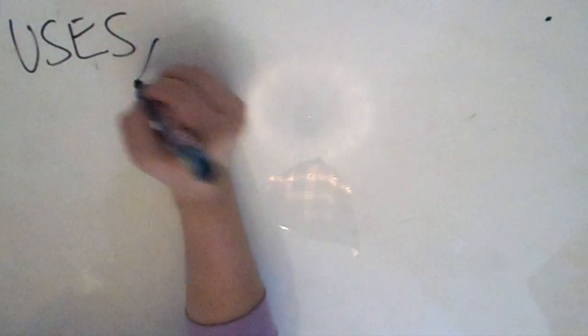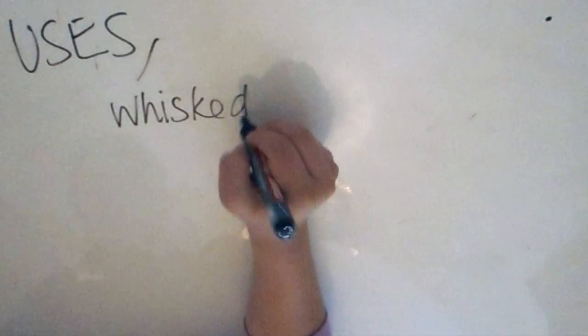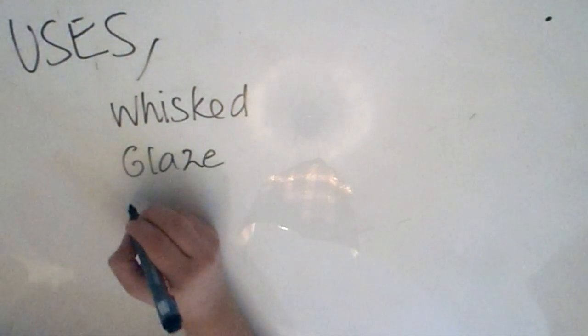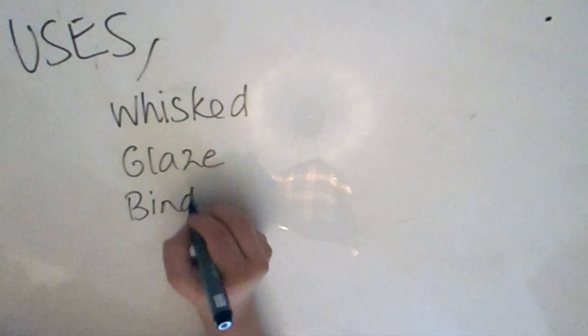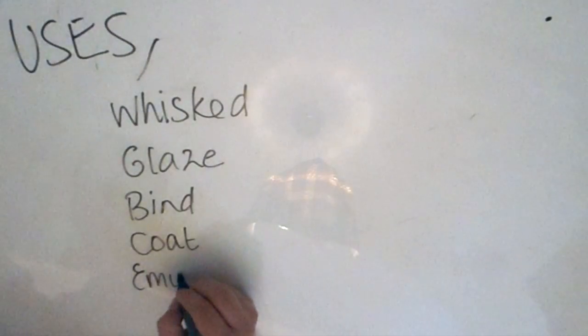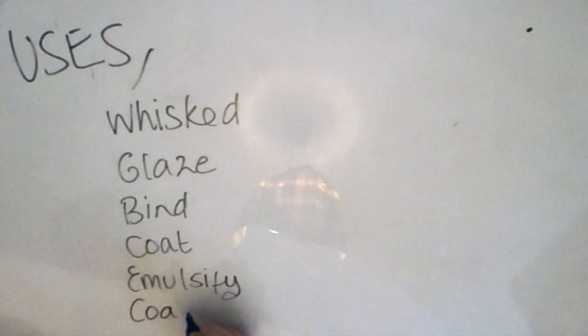So the next thing that I'm going to do is go over the uses of eggs in catering. So you've used eggs in lots and lots of different practicals for lots of different reasons. So the examples that I've got for uses of eggs are whisked, as a glaze, to bind ingredients together, to coat ingredients, to emulsify ingredients, to coagulate and to thicken.